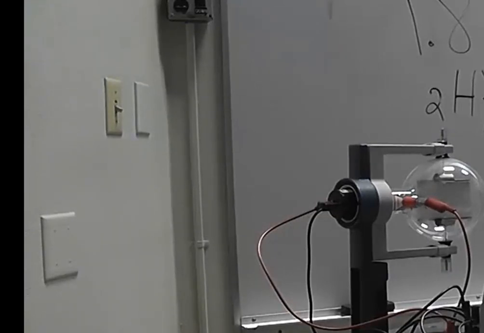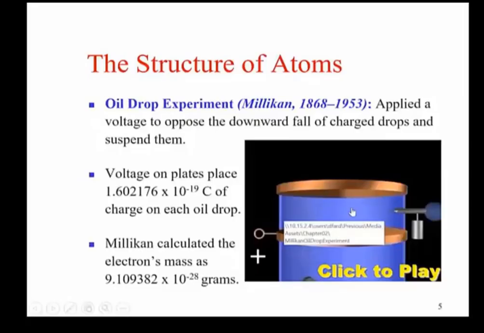He sprays regular oil that you're using in your car. Tiny droplets of oil are passing through this tiny hole. And then he applies X-ray, ejecting electrons from air. So electrons are flying inside the space. Droplets gather negatively charged electrons.